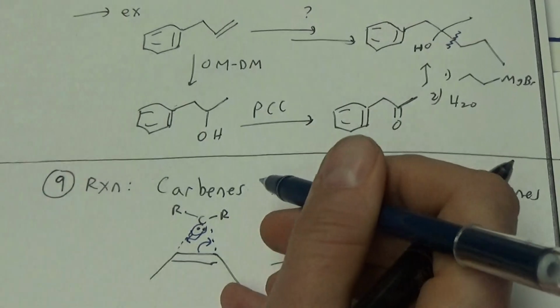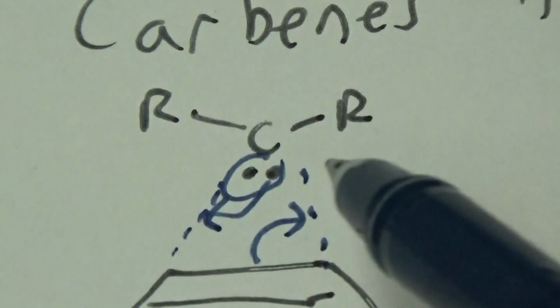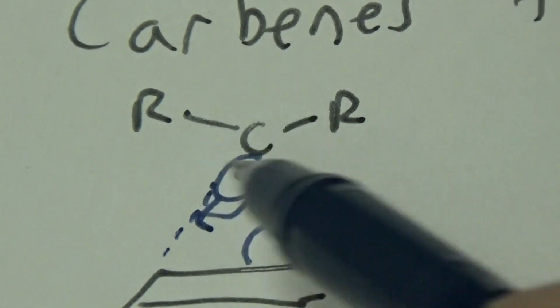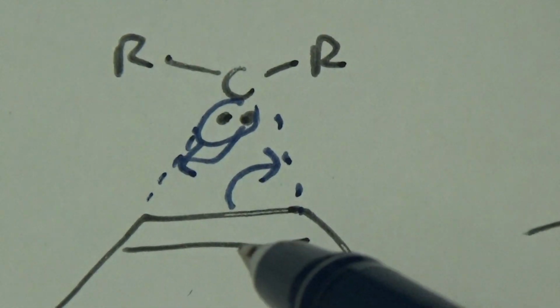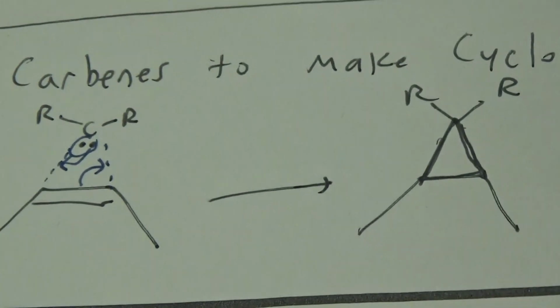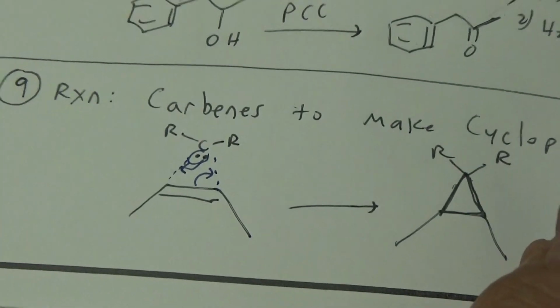This funny thing is called a carbene. I'll just mention what that is. It's a carbon with 2 R groups and a lone pair, no charge. It's a weird reactive intermediate type thing. And anyway, they react with alkenes to make cyclopropanes. That's all I'll say about that. Read about it in the book if you're interested, or we can talk about it in office hours.